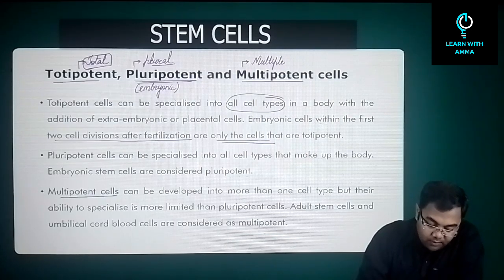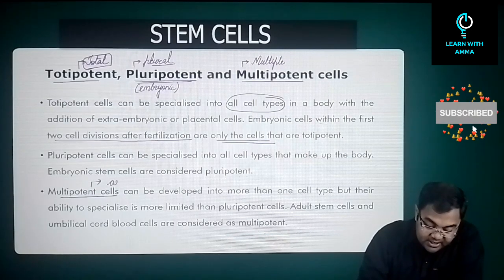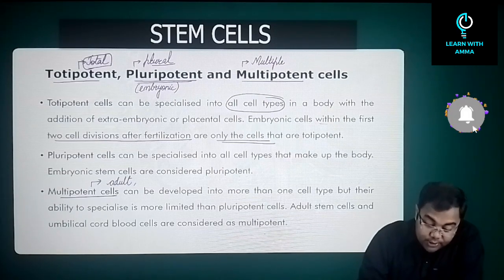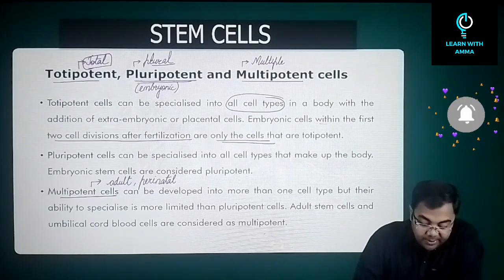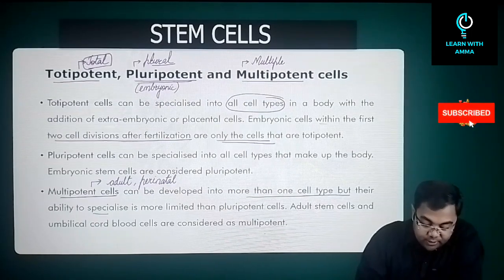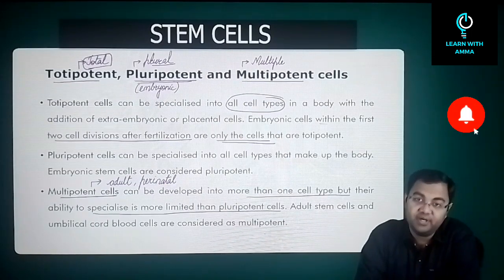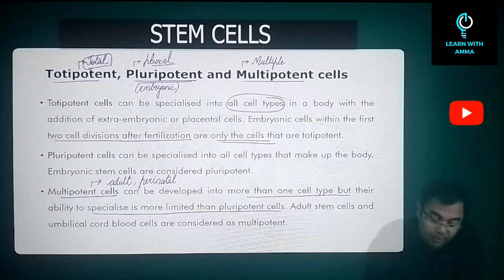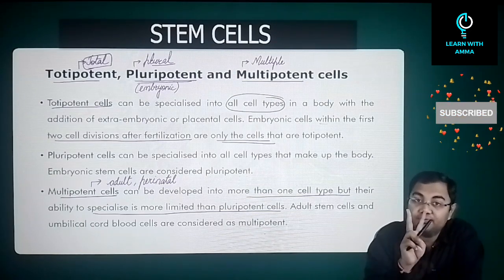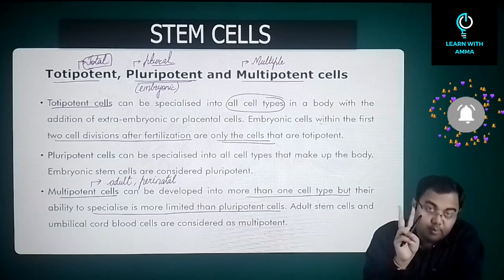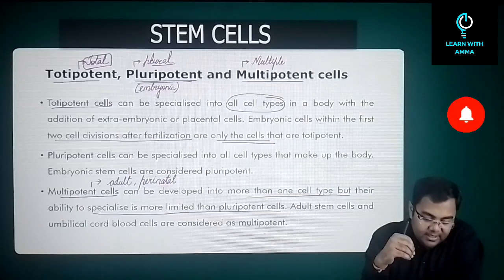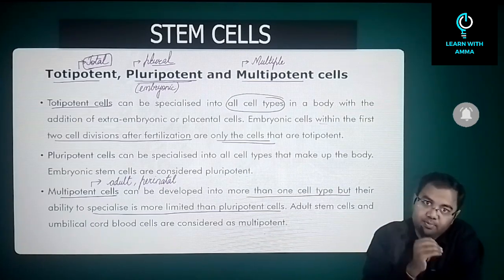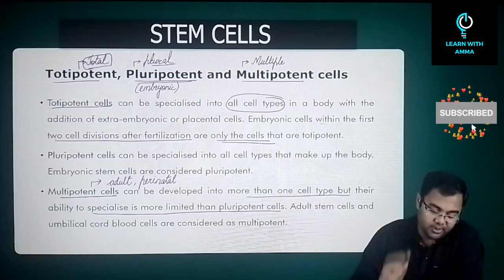So that's why we are talking about adult stem cells, but also perinatal stem cells. They both will be considered as multipotent cells. So they can be developed into more than one cell type, but their ability to specialize is more limited than pluripotent stem cells. So just remember that totipotent is embryonic, but only in the first two cell division cycles. Pluripotent, embryonic, but just after the first two cell division cycles. And multipotent, adult as well as perinatal stem cells will be called multipotent.